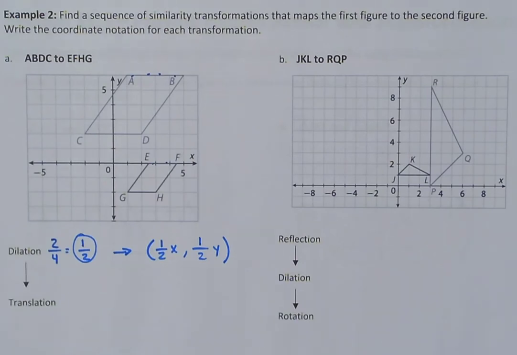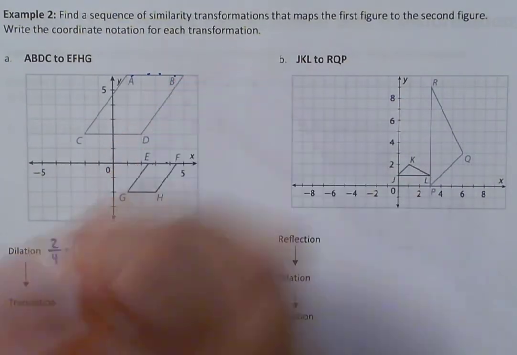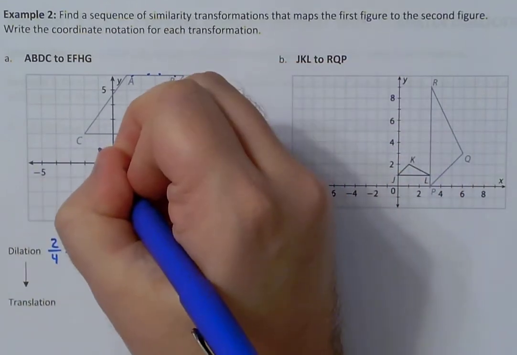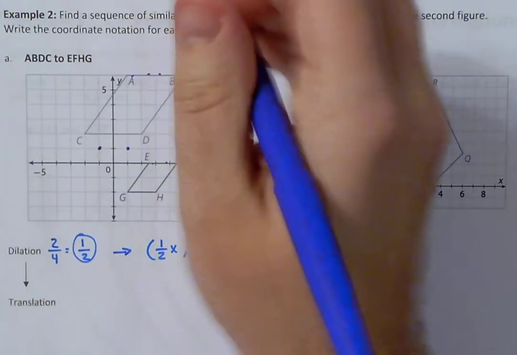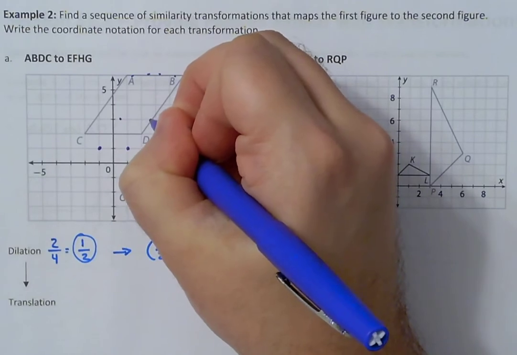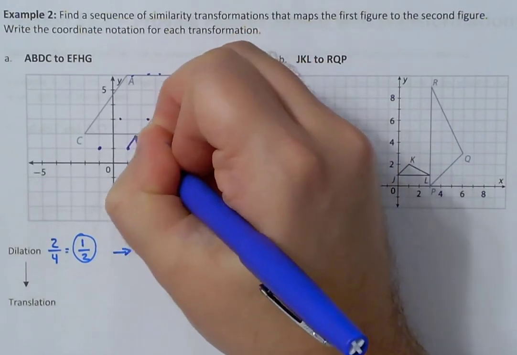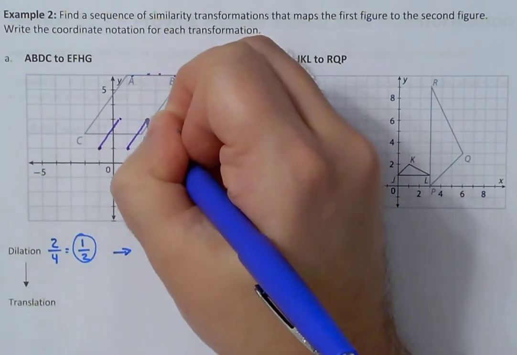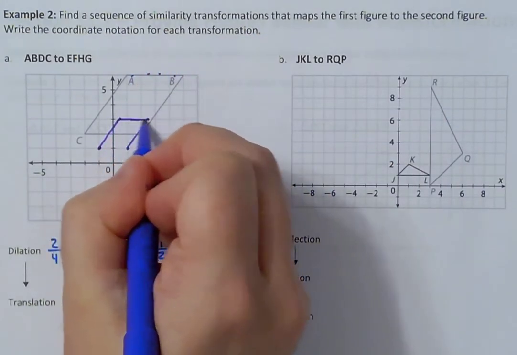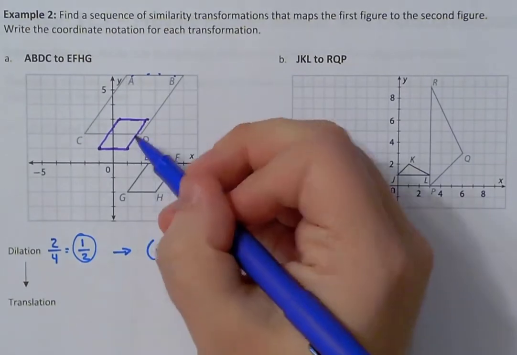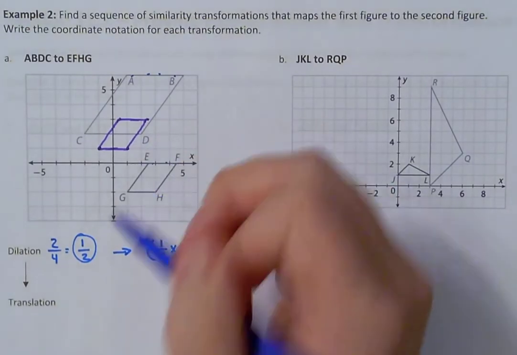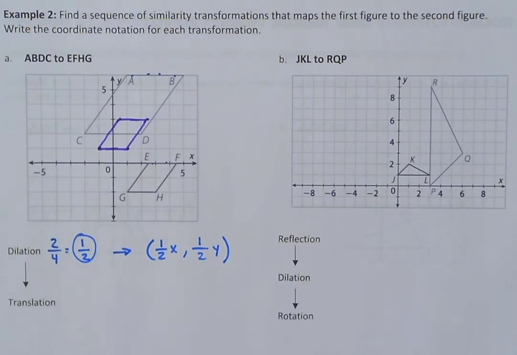Alright, so if we went through and dilated the shape, just to show you where this ends up, we would end up with our new shape right about there. So from there, we have to figure out how to get this down to here. Now, they tell us to use a translation, so that means we're going to slide it to the right or to the left, and then up or down.